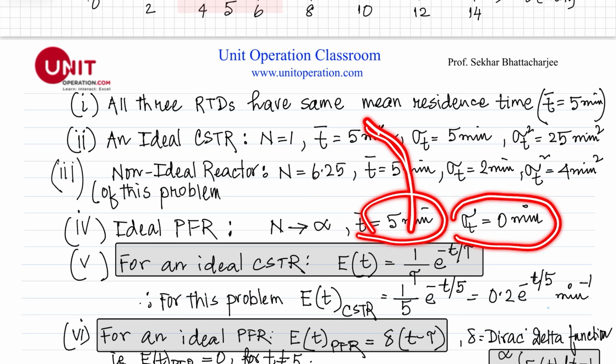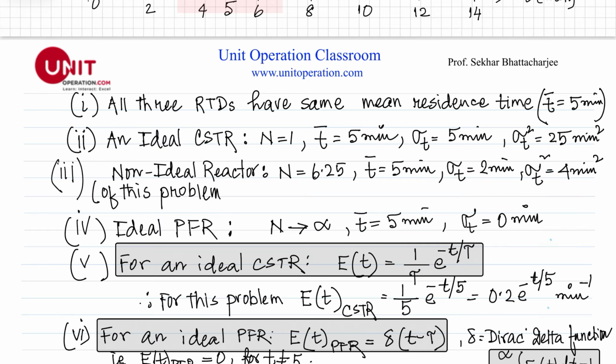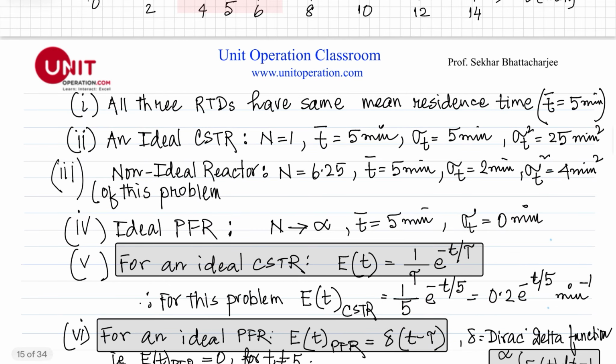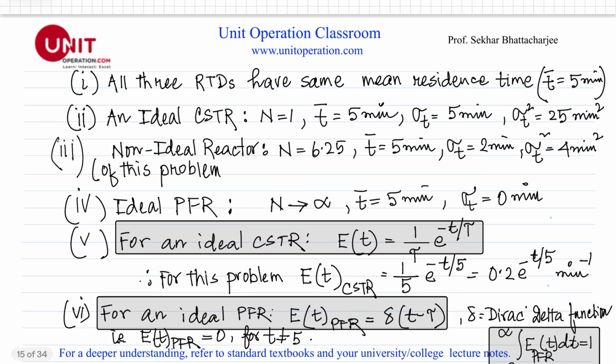But of course, the standard variance is going to be equal to 0 minutes, because all the fluid elements spend exactly the same amount of time in the reactor. For a non-ideal reactor, we know this is the equation for the E(t) curve, which translated for this one is this. This is my equation for the non-ideal reactor. And for an ideal plug flow reactor, of course, this is given by this equation. This is the delta function.